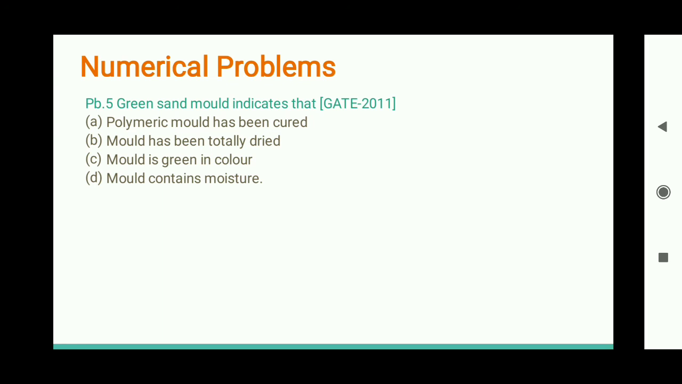Next, mold is green in color. No, as I already told you, it would not be green in color. Green sand we are saying because water content we are adding. Next, mold contains moisture. Yes, because we are adding the water, and that water causes moisture in the green sand mold. So the correct answer is D.